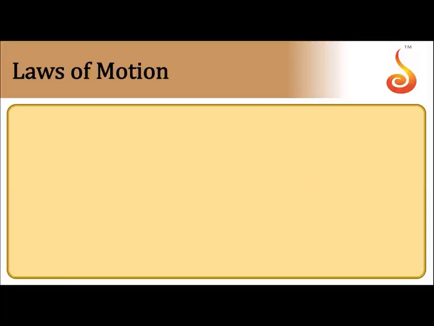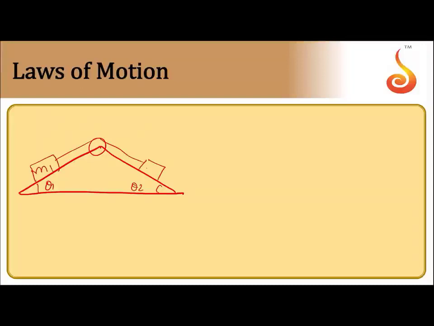One more example. We have this setup. See, this is say theta 1, this is theta 2, and we have a block of mass m1 and another block of mass m2. Assume that it accelerates in this direction. Then you can write the forces, right? Both the blocks experience friction in this case.